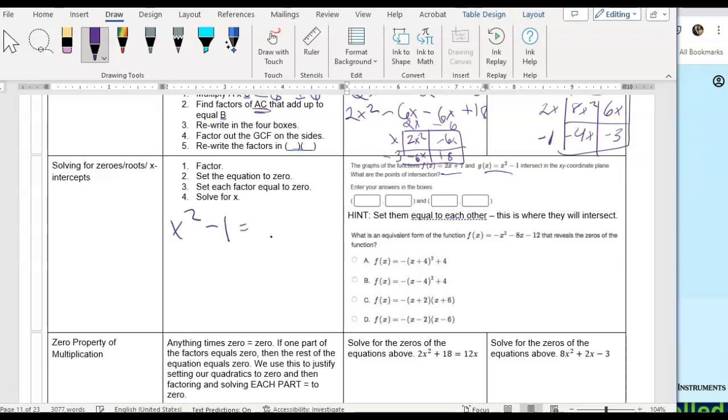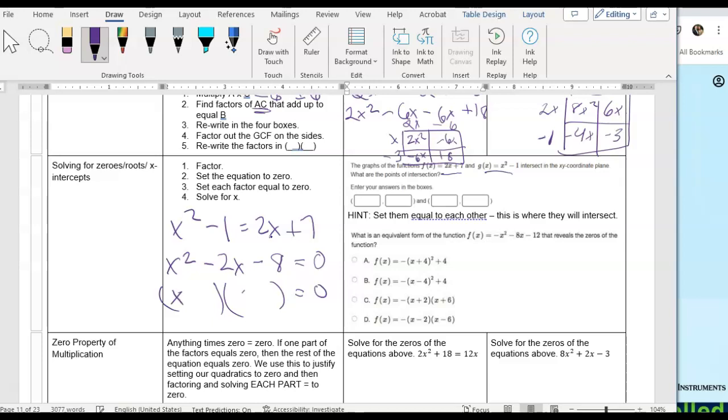X squared minus 1 equals 2x plus 7. So I want to figure out when do they intersect with each other. I'm looking for those 2 points. So I'm going to go ahead and solve this by putting them all on one side to make it a quadratic. So I'm going to do x squared. I'm going to subtract 2x from both sides, so minus 2x, and then subtract 7 from both sides, so minus 8 equals 0. Now I'm going to factor.